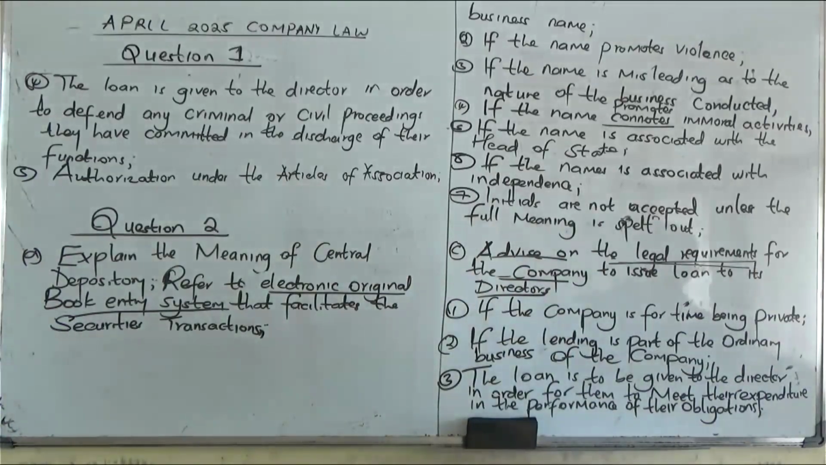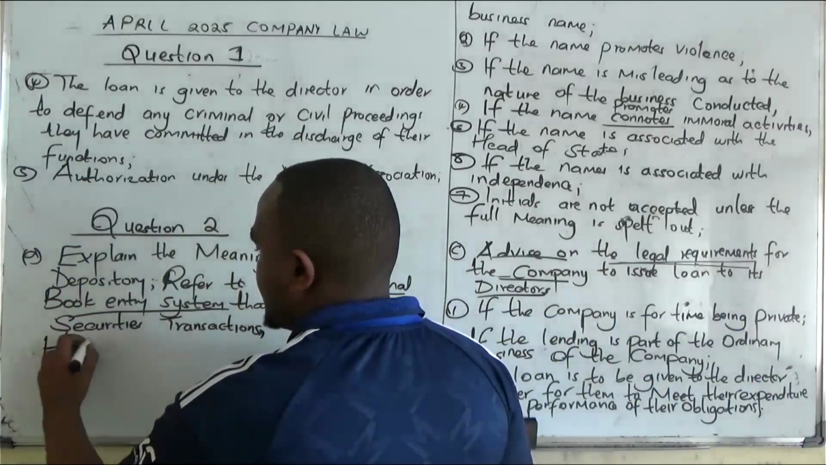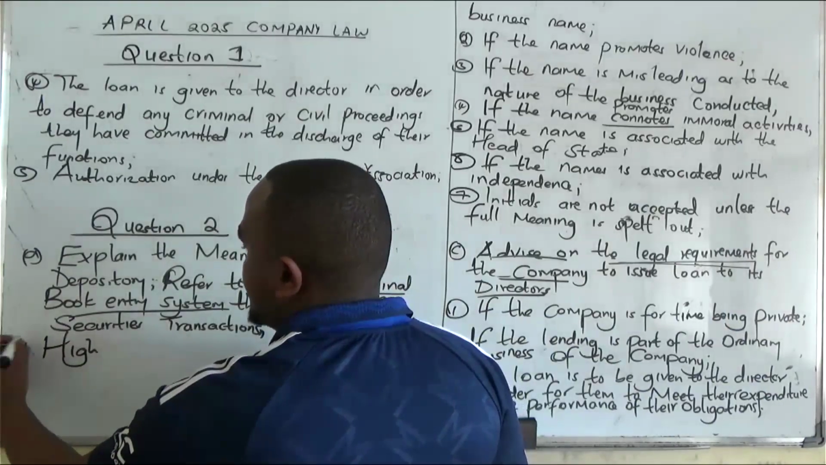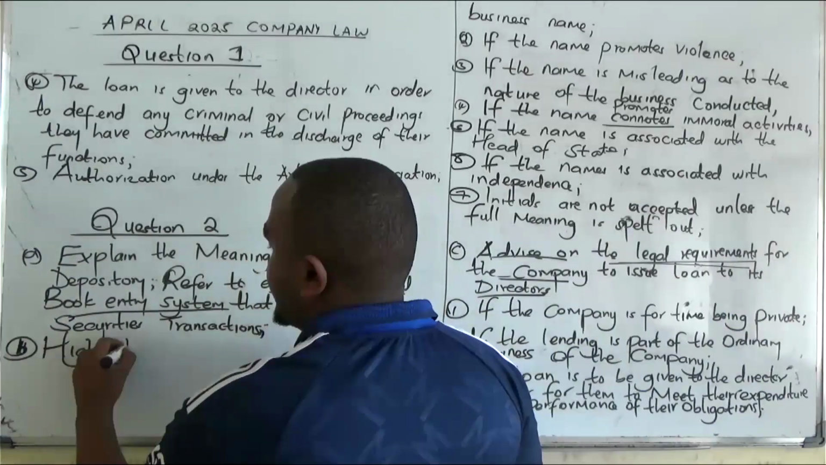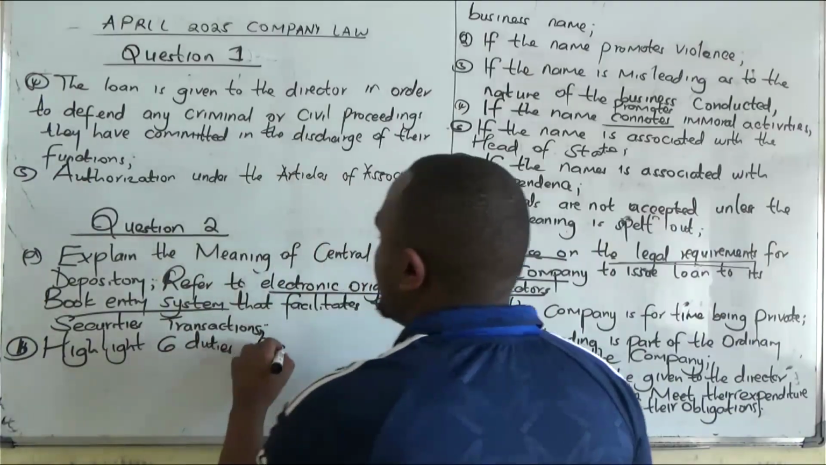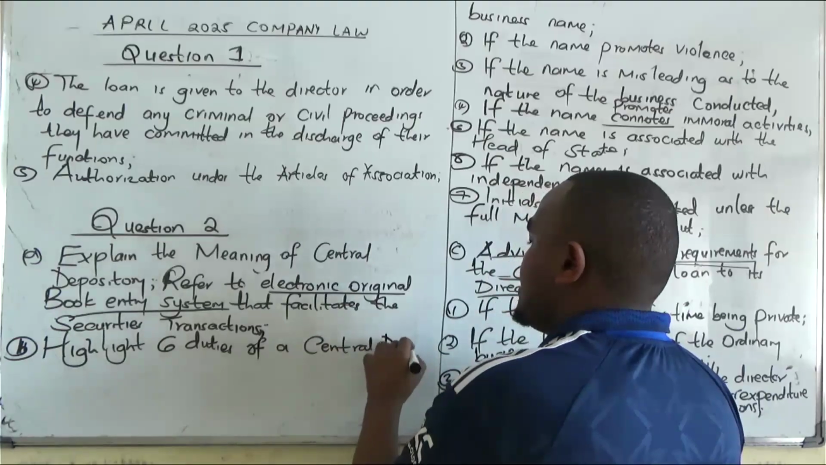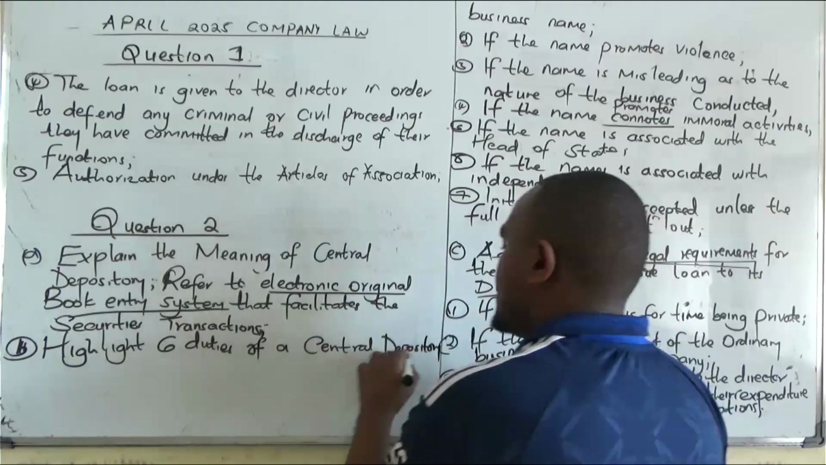Question 2A, Roman 2. Highlight 6 duties of a central depository. Still a financial markets question. This 2B, highlight 6 duties of a central depository.